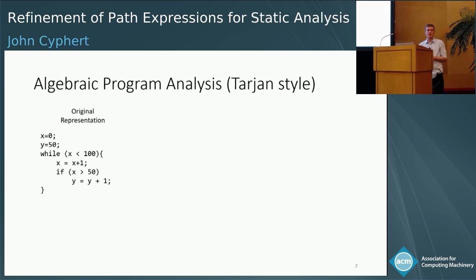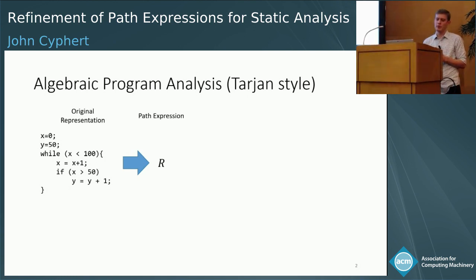So what I first want to do is take an overview of what we call algebraic program analysis, or sometimes thinking about analysis in the style of Tarjan. The basic idea is we have our original representation, some source code here. And what we're going to do is learn a path expression over the control flow graph of that original program.